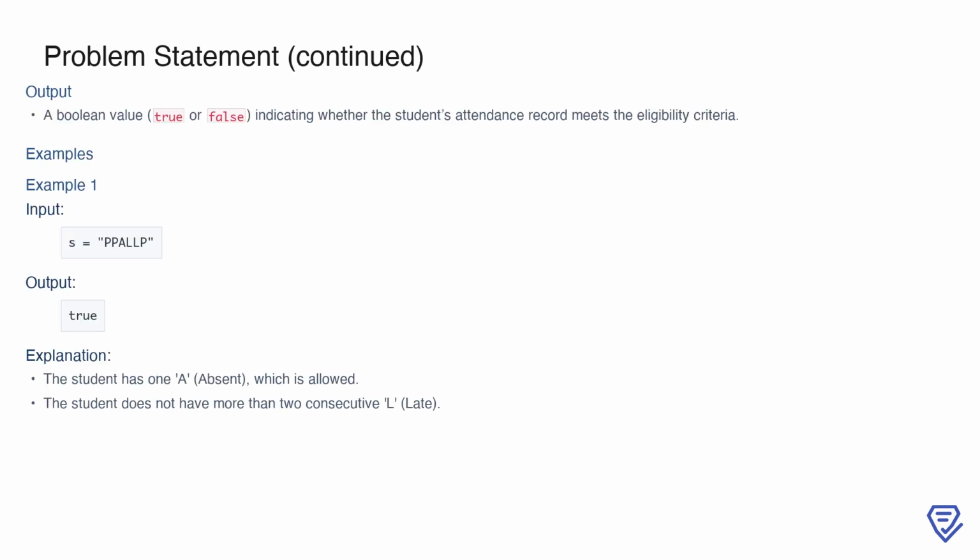The output for this problem is a Boolean value, either true or false, depending on whether the student's record satisfies the eligibility criteria. Let's look at an example to clarify this further. For an input string S equals PPALLP, the output would be true. Here's why: the student's record contains one A, which is within the allowable limit of 1. Additionally, there are no more than two consecutive L values in the record. Therefore, this student meets the criteria and is eligible for the reward.